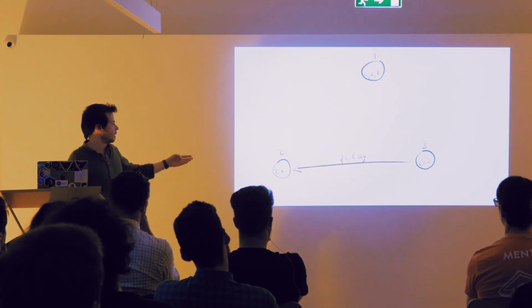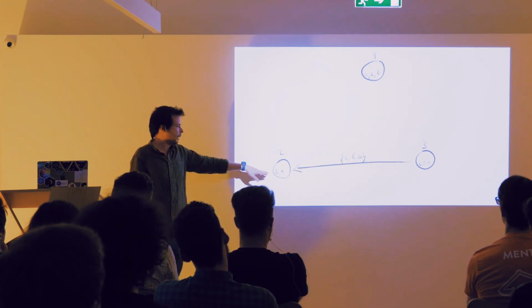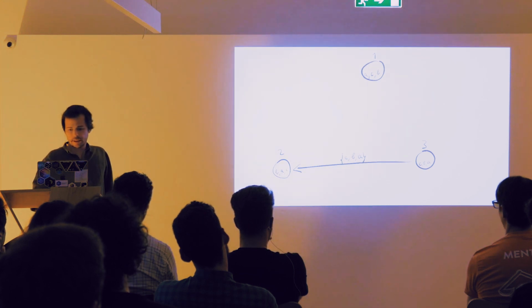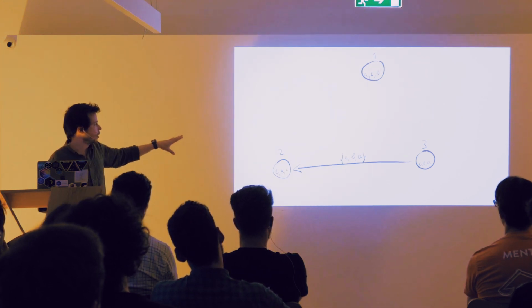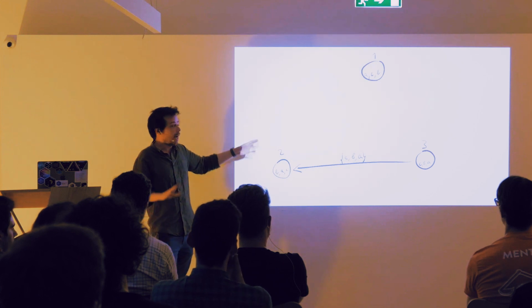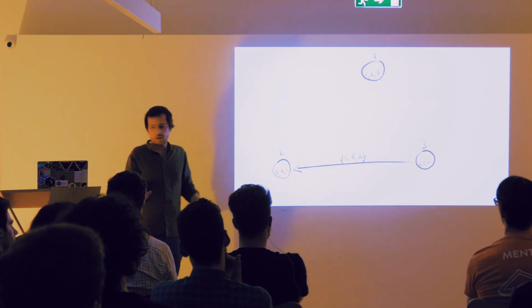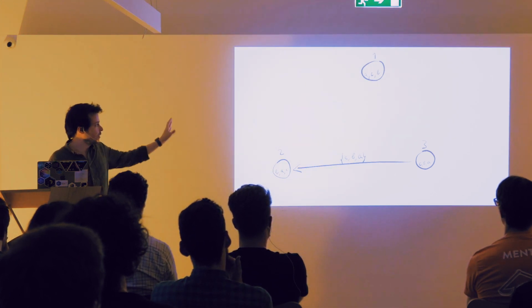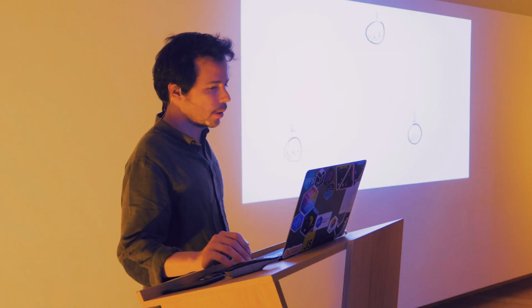And then you can have a final message from 3 to 2 that makes the state all the same. So if it's an unsorted set, they are all in sync. They have the same elements in the set. Okay?